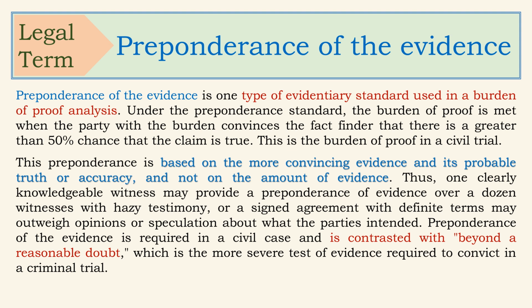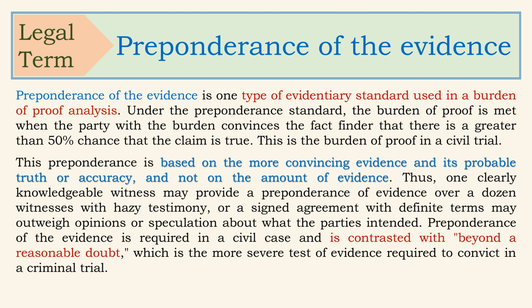Preponderance of the evidence is one type of evidentiary standard used in a burden of proof analysis. Under the preponderance standard, the burden of proof is met when the party with the burden convinces the fact finder that there is a greater than 50% chance that the claim is true. This is the burden of proof in a civil trial.